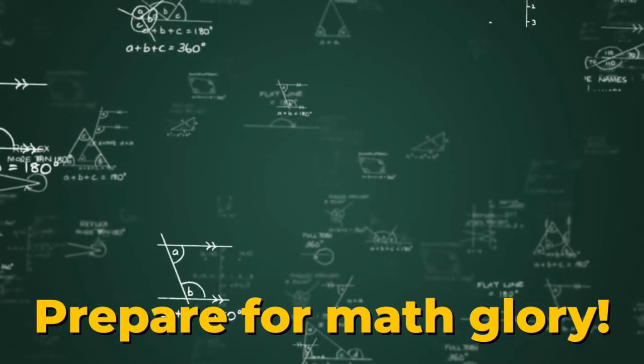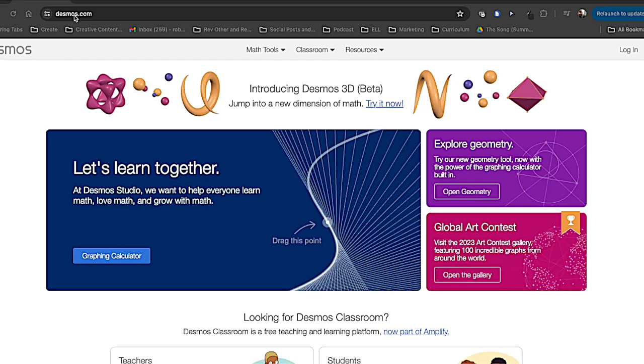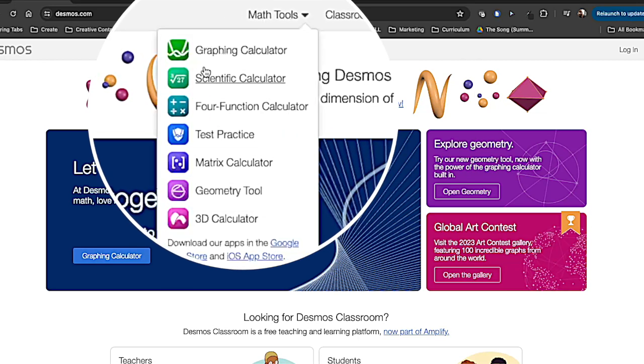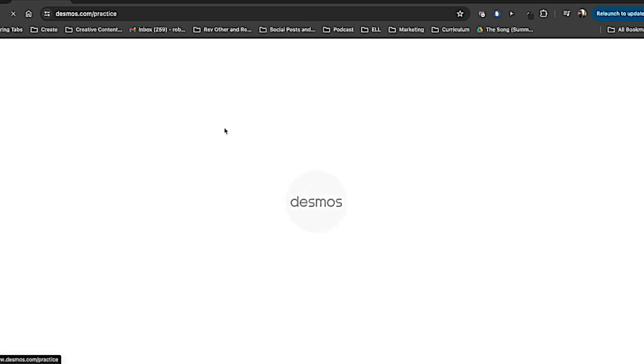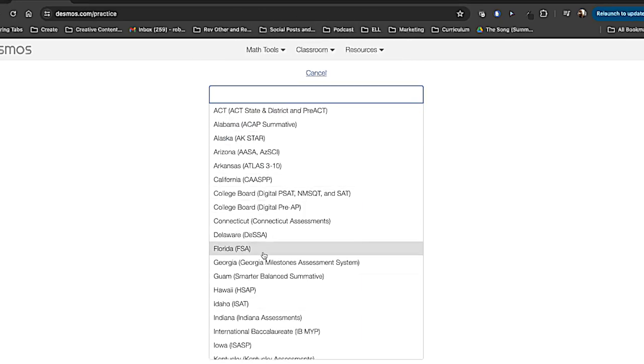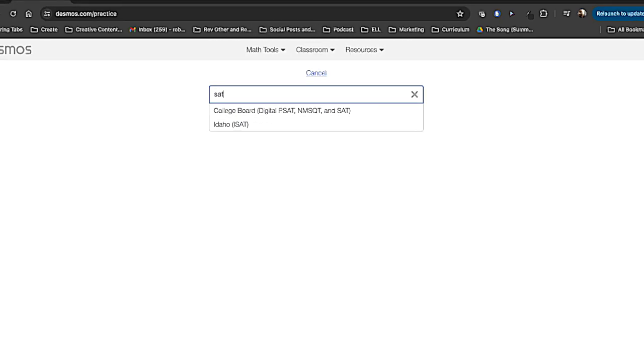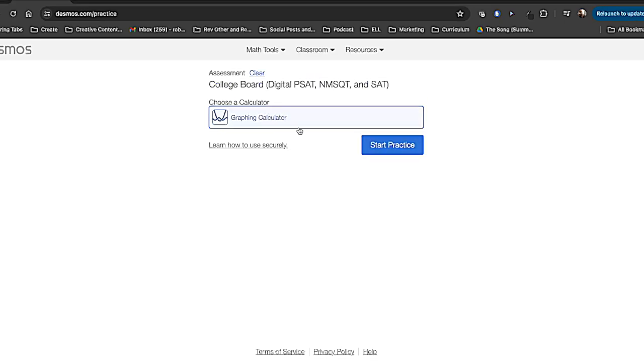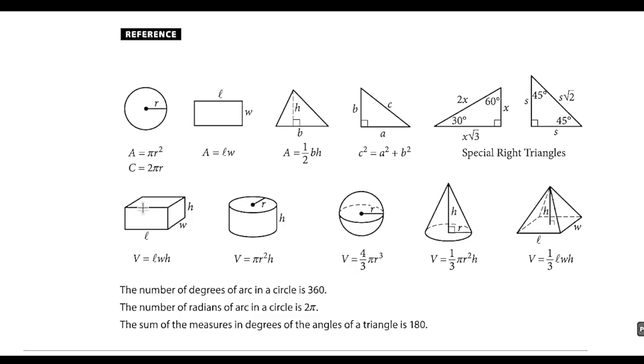All right, before we get into the math section, just a quick tip for you. Go to Desmos.com, go to Math Tools, and then you'll see all these different calculator options. Click on Test Practice, and then you can choose the digital SAT. Boom. That way you know for sure you're using the proper calculator, but it's the graphing calculator. And also, do not forget to go to your reference page if you're practicing and it's not Blue Book practice. And remember to use this reference page if you ever come across a geometry problem and you forgot a formula.